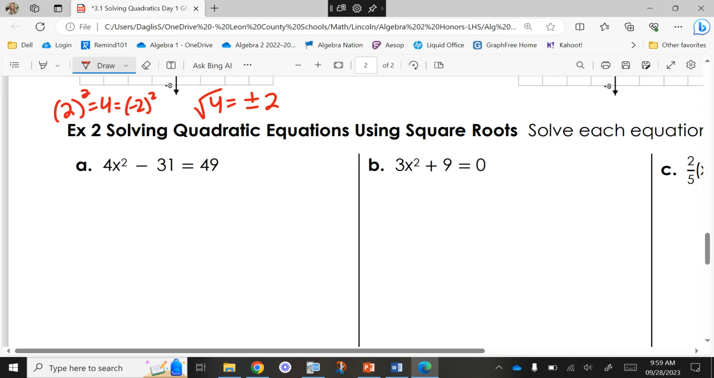Makes sense. We're finding x-intercepts. Typically, parabolas cross over twice. Okay? So notice all of these, the b value is missing. It's in standard form, but we don't have the piece with just the x. So what we can do is isolate our variable. Our first one, I'm going to add 31 over here, because I can't do square roots until all I have left is the x squared. So now I have 4x squared is equal to 80.